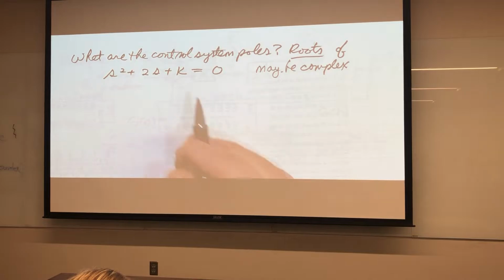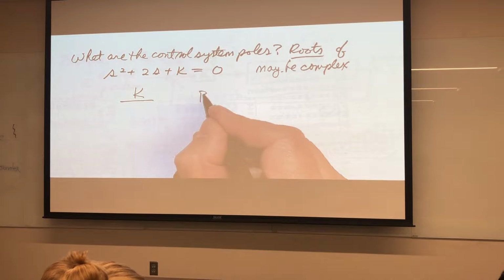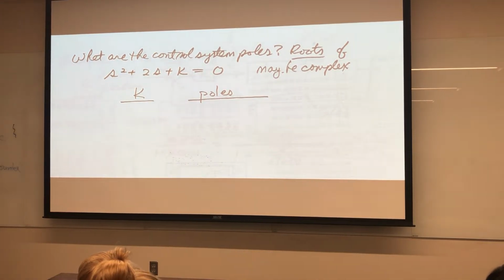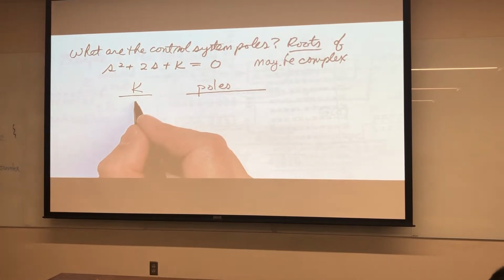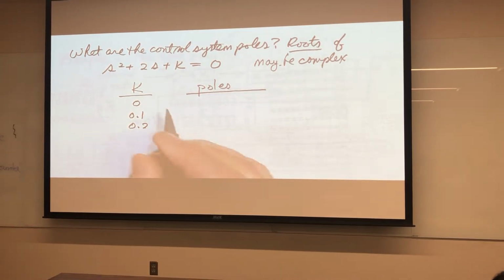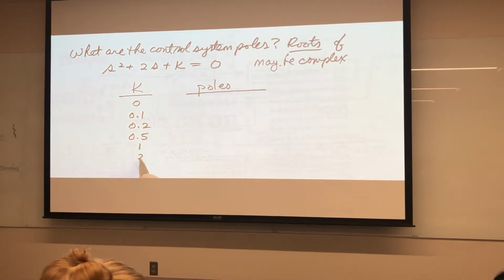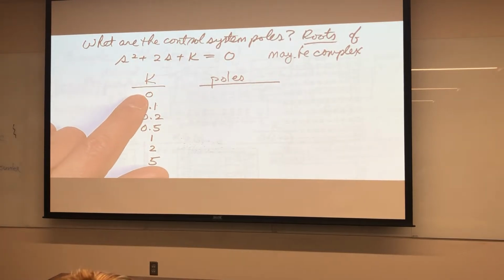And so we've got a bunch of rows here. So we're going to set up a bunch like this, K, and then we're going to solve for the poles, the roots of this equation. So we're going to substitute a bunch of K's in here, and we're going to do this. One, two, three, four, five, six. Okay.